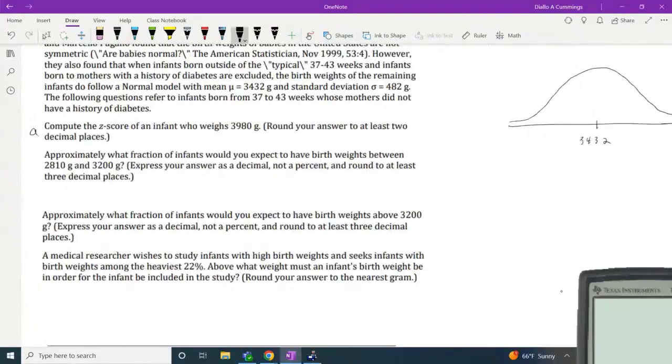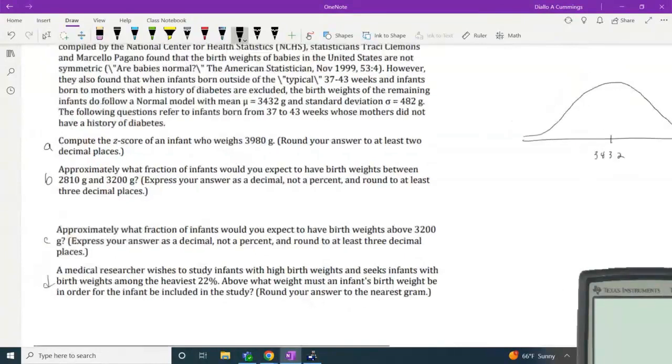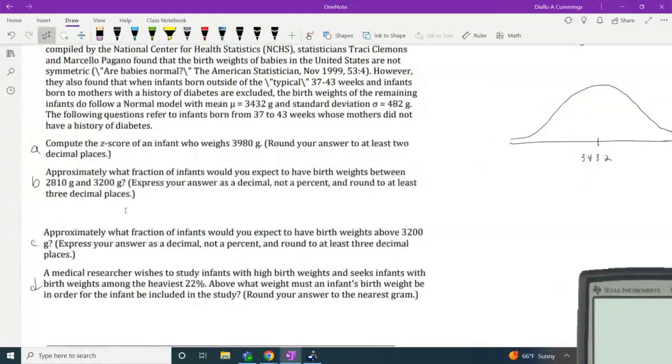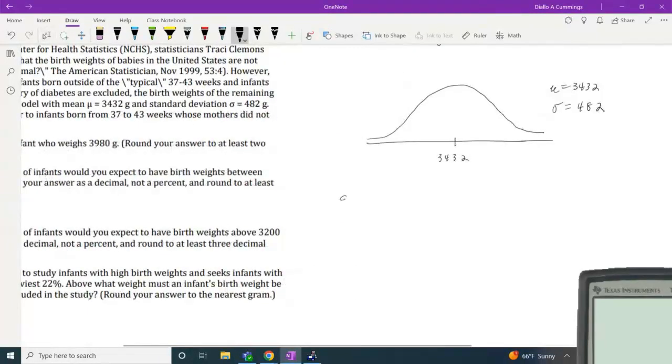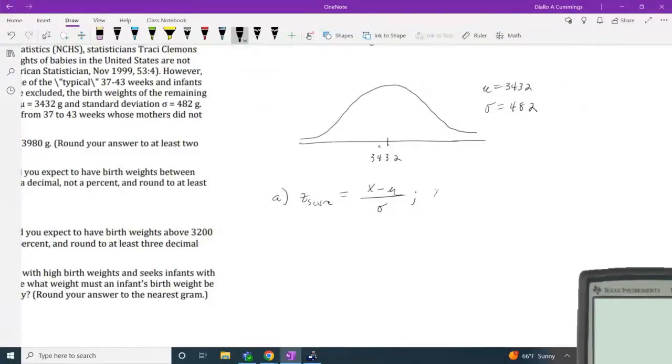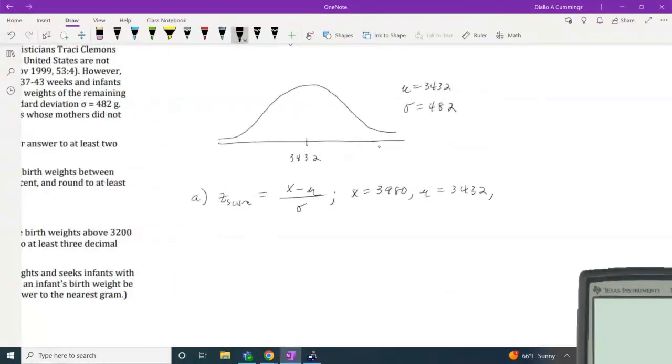All right, so we have an A, a B, a C, and a D. This is actually broken down into 4 parts. A says compute the z-score of an infant who weighs 3,980 grams. Round your answer to at least 2 decimal places. For A, just remember that the z-score for a sample distribution is equal to x minus the mean divided by the standard deviation. In this formula, we're going to substitute x for 3,980, the mean for 3,432, and the standard deviation for 482.